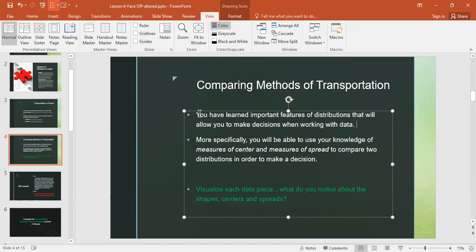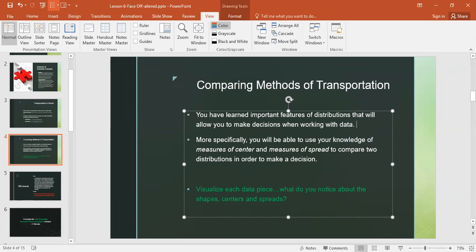So you guys have learned important features of distributions that will allow you to make decisions when working with data. These features that we've talked about are the shape of our distributions, the center of our distributions, and the spread of our distributions. So more specifically, you're going to be able to use your knowledge of the measures of center and the measures of spread to compare two distributions in order to make a decision.